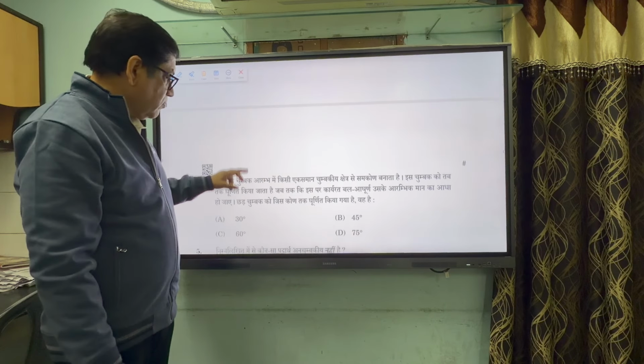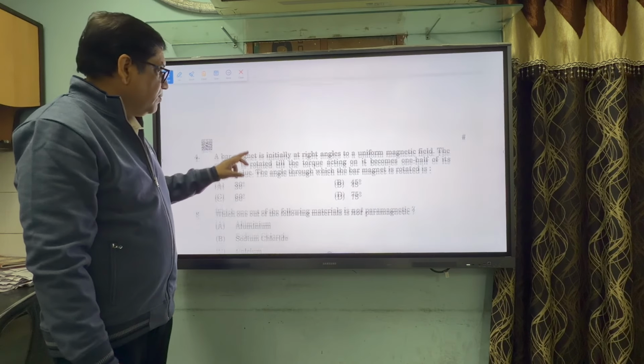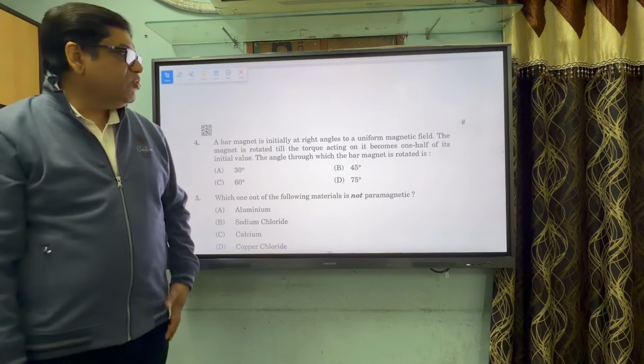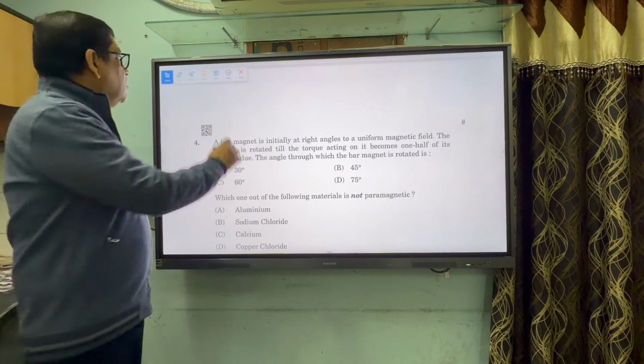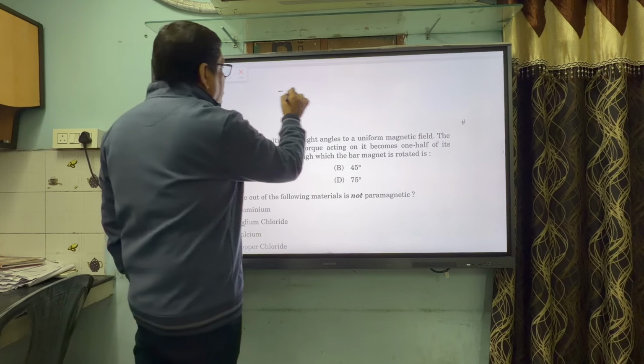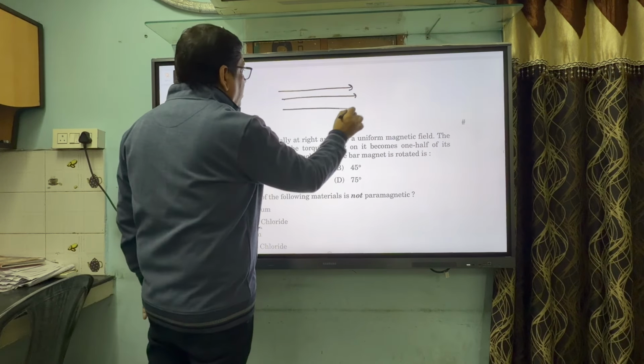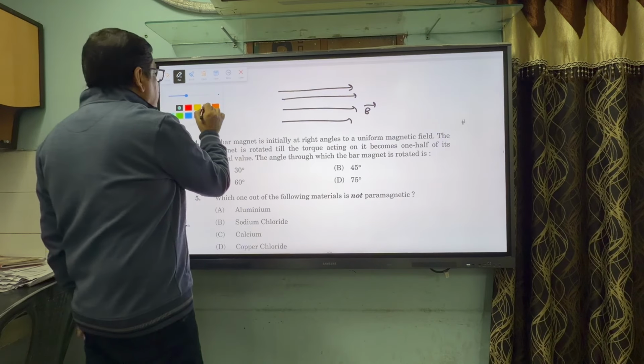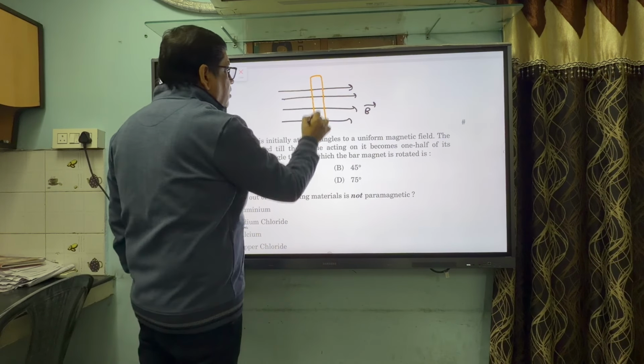question. A bar magnet is initially at right angles to uniform magnetic field. So there is a uniform magnetic field like this. Uniform magnetic field is there, and a bar magnet is perpendicular to it, like this.